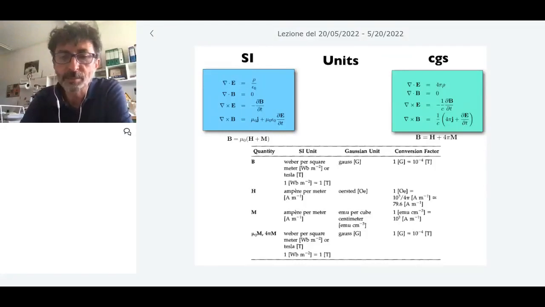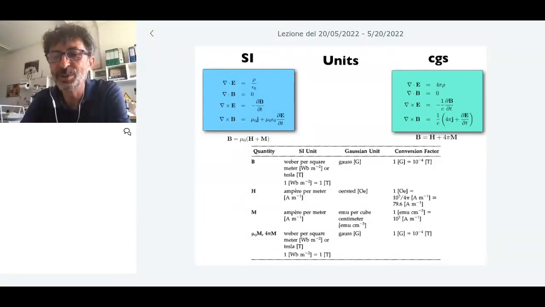The field H in the international system is measured in amps over meter. Again, for the Earth field it is equal to 25 amps over meter. So it's a small unit, a unit that works well with small magnetic fields. In the Gaussian unit, they use the Ørsted. In the Gaussian unit, the Ørsted and the Gauss are the same thing. This seems strange, but it's exactly like this.